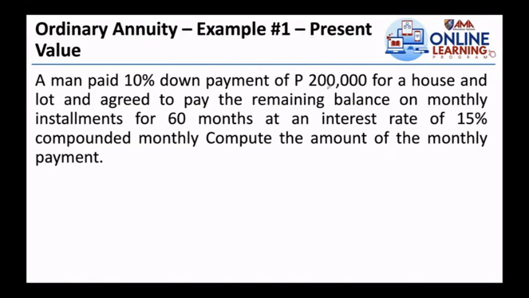Okay, so 10% is 0.1, right? 0.1 times 200,000 is 20,000. So you will pay that 20,000. So what's the remaining balance? 180,000. So you want to do installment for the 180,000.